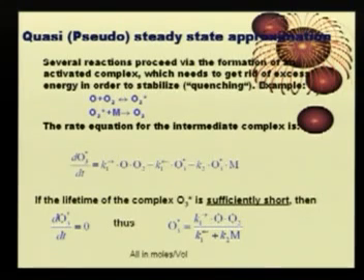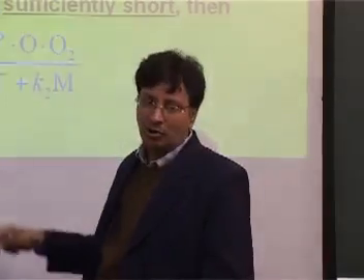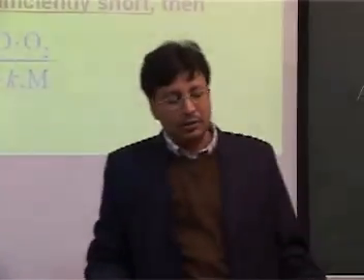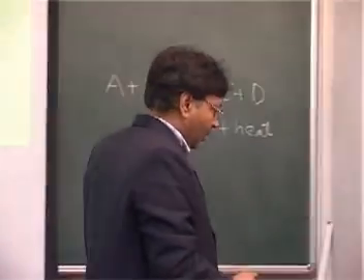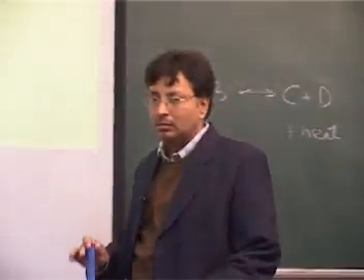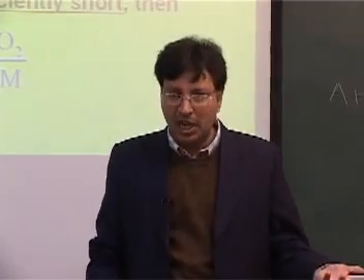The rate equation for the intermediate complex is given by, and what I am trying to write is the rate of change of concentration of O3 in the excited state. So we have to see which reaction forms the excited O3, this one or this one? The first one, because this is the product. And here I am destroying it. So write the change in the concentration, that is input minus output.